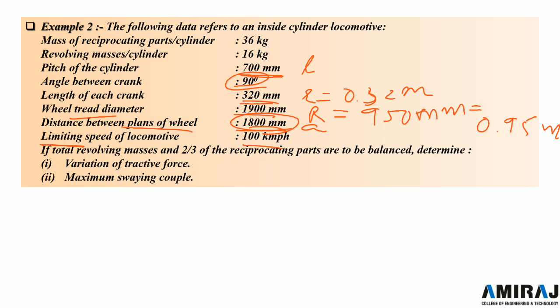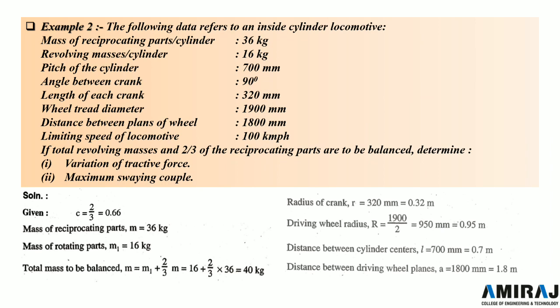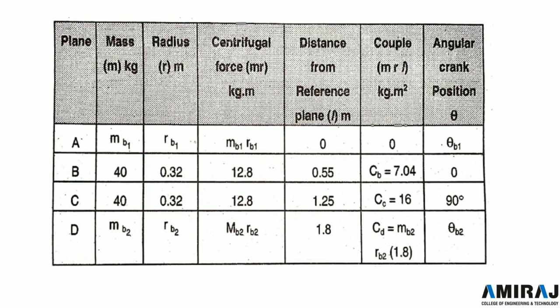We have to find, if the total revolving mass and 2/3 of reciprocating mass are to be balanced, the variation of tractive force Ft and Cs. So these are the given data as I explained. Now here this is the table, similar to the previous one. We will prepare the data, we will put the value of balancing mass.